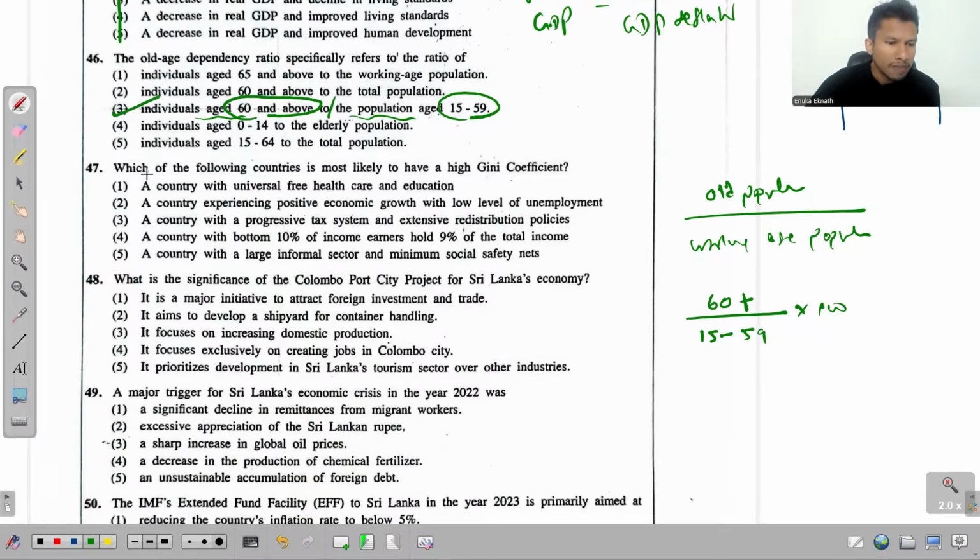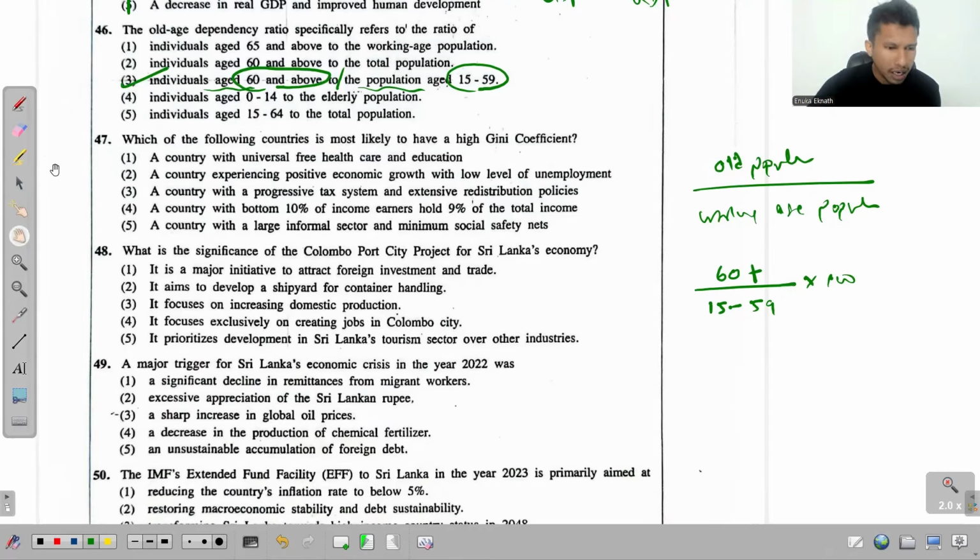Right, 47. Which of the following countries is most likely to have a high Gini coefficient? Having a high Gini coefficient means having a higher disparity in income distribution. So keeping that in mind, we'll read all these given options. A country with universal free healthcare and education. See, universal free healthcare and education, a country like Sri Lanka. If they have provided all the education and the healthcare facilities for free, the income disparity must be somewhat lower. Then the Gini coefficient will be a lower value. So this is not the answer there.